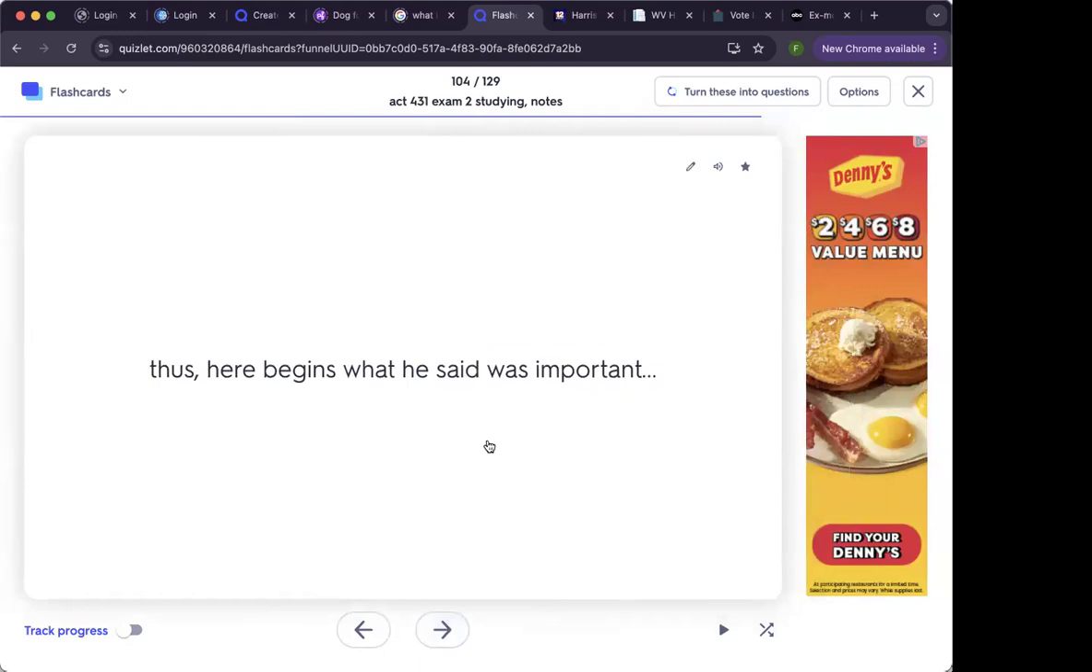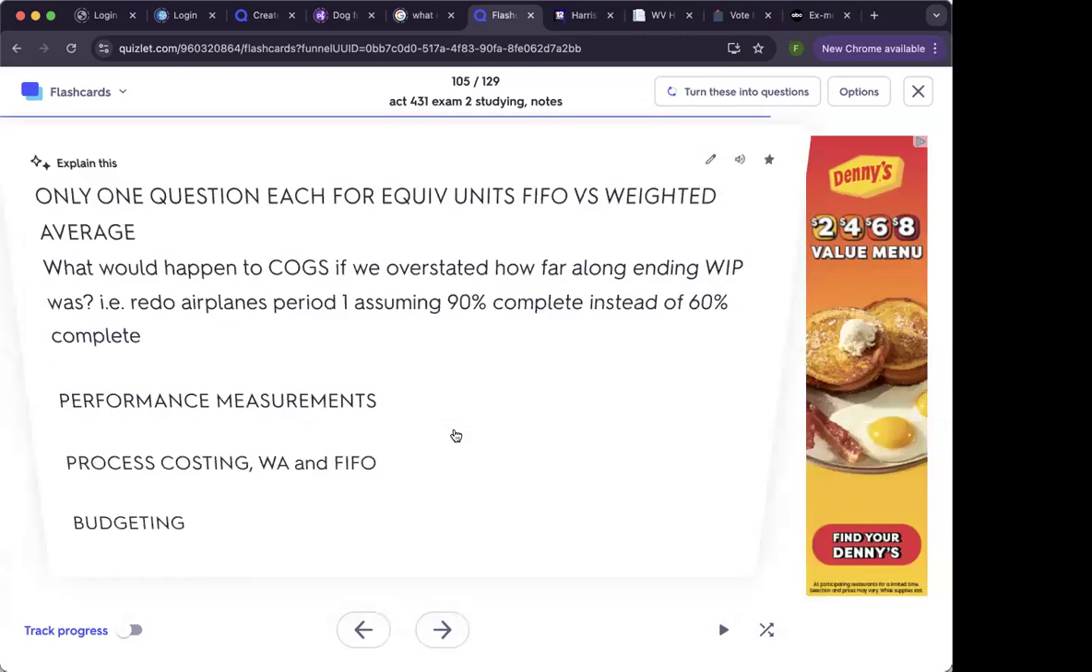And here begins what he said that was important, either throughout when he was actually lecturing or on review day. Things he said would be on exam.